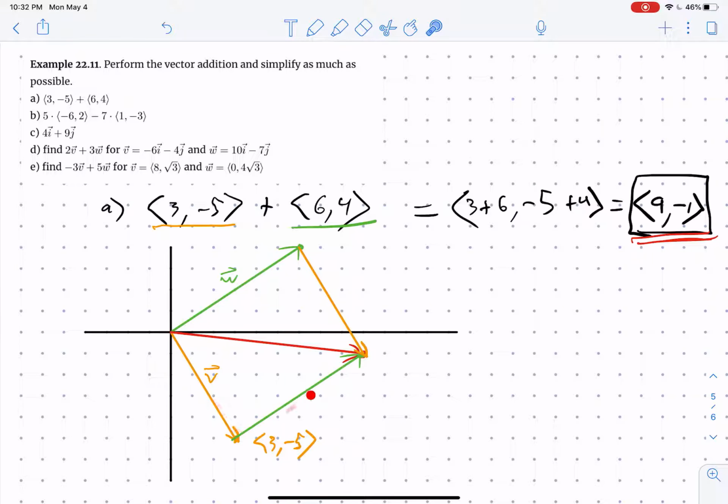The shape that this makes around the outside, these lines are parallel here and parallel here. That's a parallelogram. And you can make a parallelogram whenever you add vectors to show you where in the picture the result of adding those vectors is going to be.